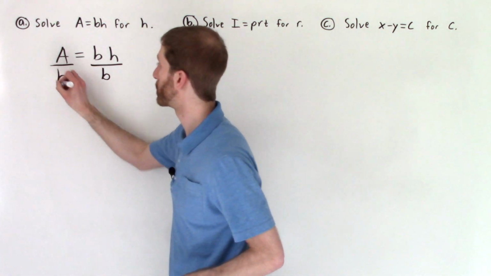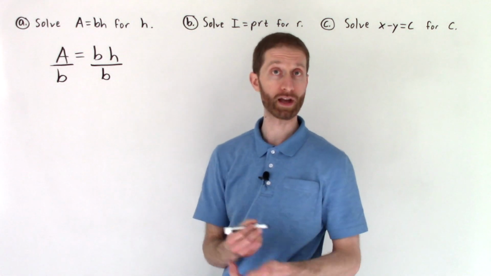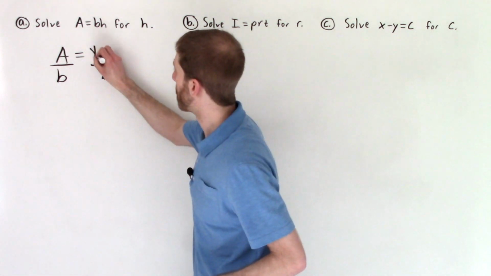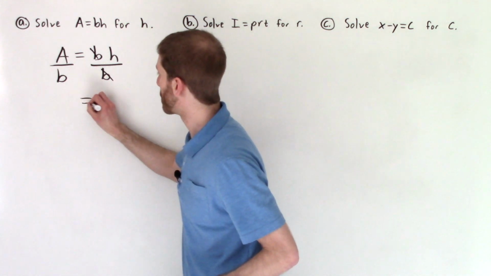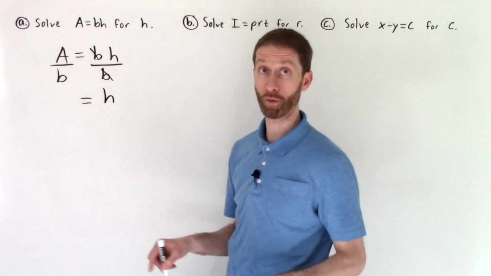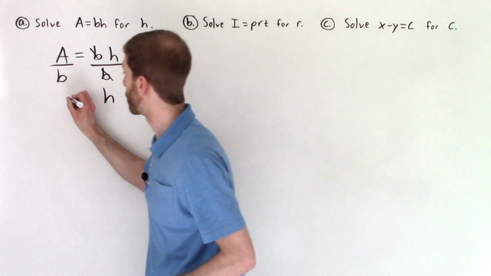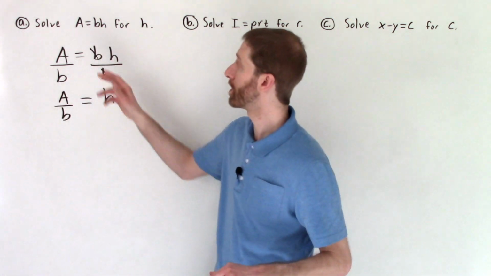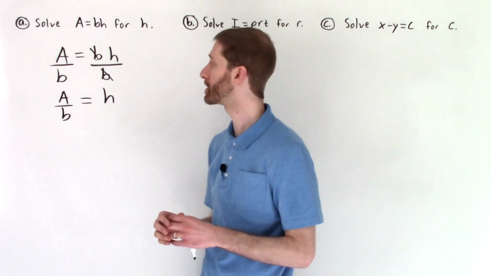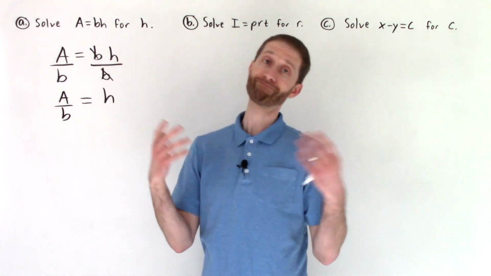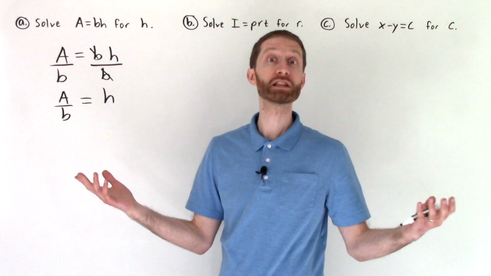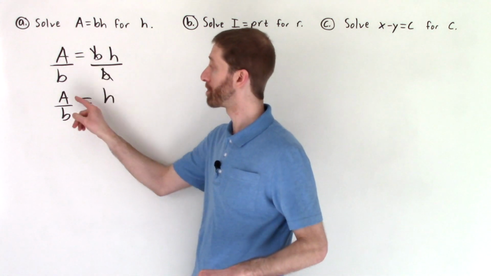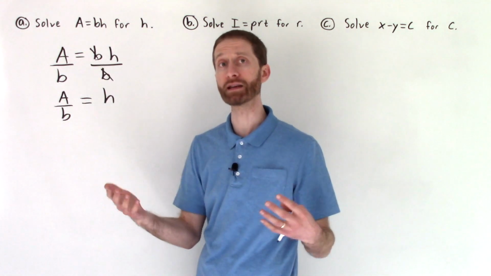And of course, whatever I do to one side, I must do to the other side of the equation. So the B's divide out, and we're left with H, which is what we wanted to solve for, equal to A divided by B, or A over B, which makes sense. If I give you that the area of something is 100 square feet, and the base is, I don't know, 20 feet, then I'd have to divide 100 by 20 to figure out what the height is.